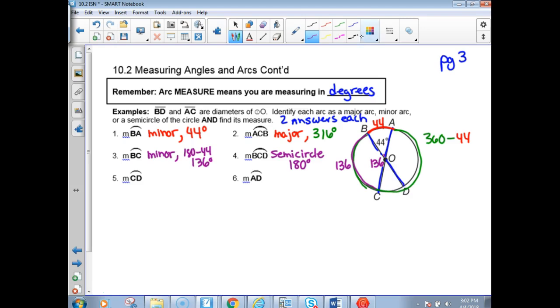Arc CD. All right, now I'm down here at the bottom. How come it's 44? It's minor and it's 44. What do we call this angle with this angle right here? Above, one's across from the other. Remember the word, it's actually the shape of this letter. Yeah, vertical. Okay, those are vertical angles. And then AD is vertical with the 136. So actually this would be 136, and it's a minor arc.